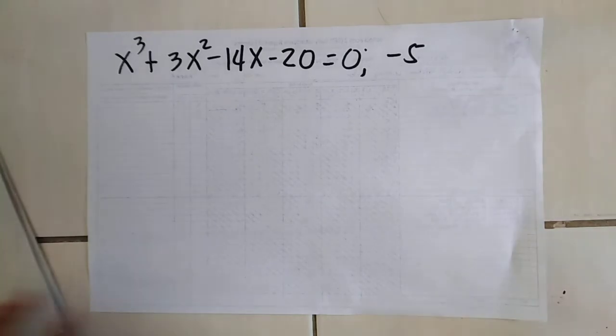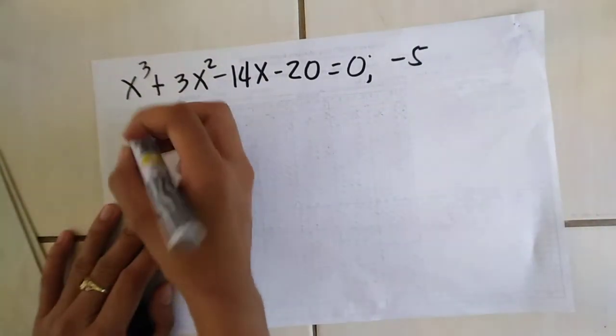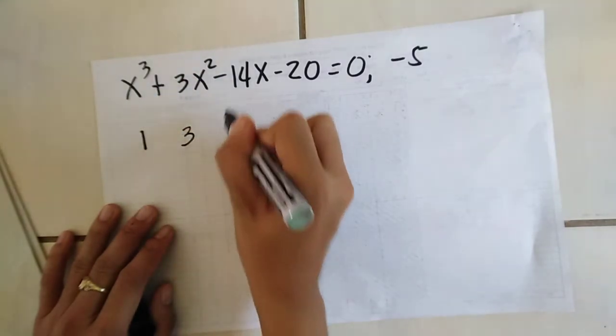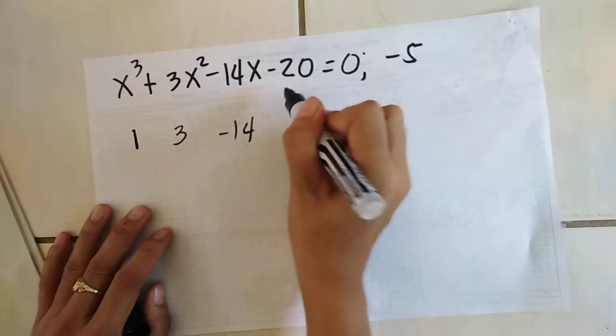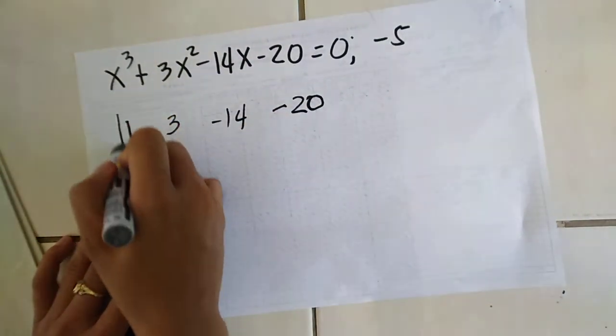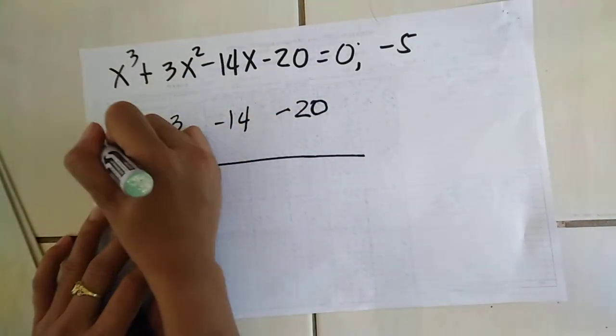In synthetic division, we write the coefficients: 1, then 3, negative 14, then negative 20. Then which root will we use? We have negative 5 as given.